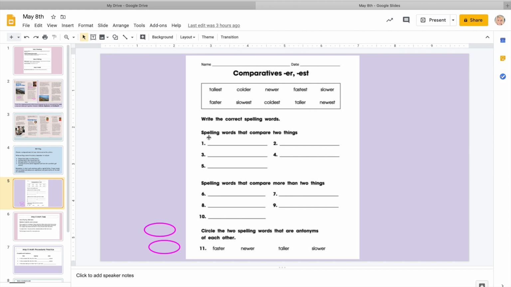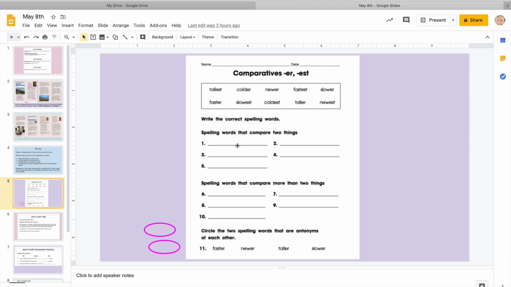The first column here wants us to write spelling words that compare two things. Like we talked about yesterday with that grammar worksheet, when you are comparing two things, a lot of times those words end in ER, like which is colder, which is taller. So the words that end in ER are going to go in this column. And then down here, you're going to write the words that compare more than two things. So when three or more things are being compared, they're going to fall under that EST comparative, like which is the fastest, which is the slowest.